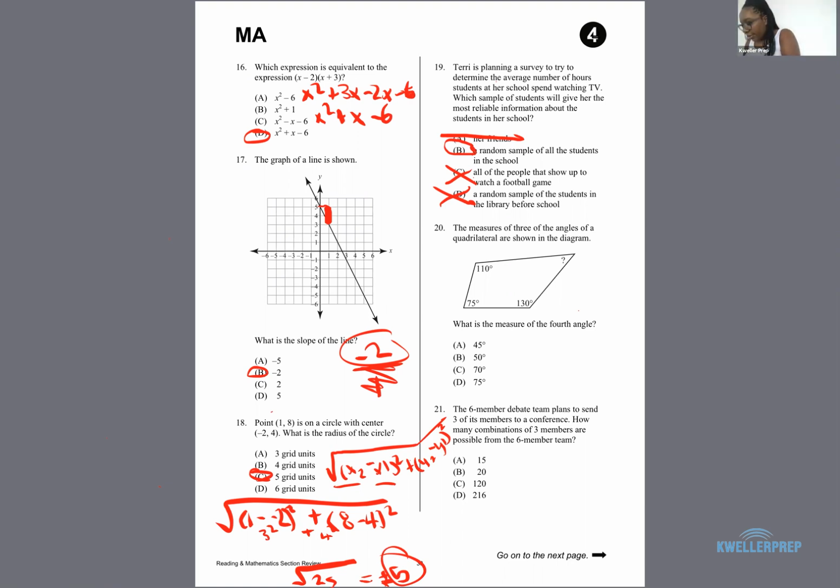20. The measures of three of the angles of a quadrilateral are shown in the diagram. Wait, hold on.